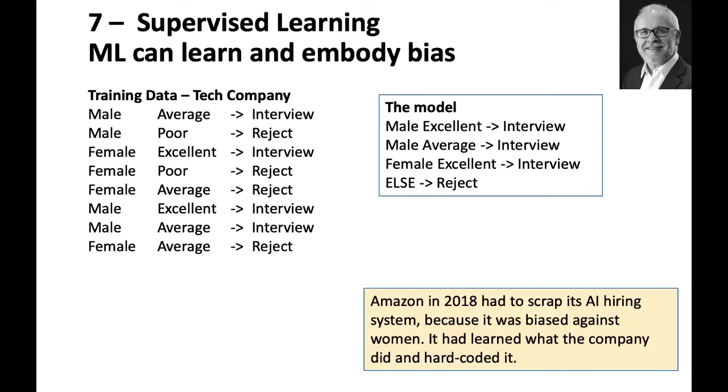This is what happened at Amazon, why they had to, in 2018, scrap their AI hiring system, because it had learned what the company did. And not in every single case, but systematically, men and women of equal merit did not get an equal chance of being interviewed. The software looked at it and hard-coded it. And because you don't know how the model works, it takes a long time for you to find out that actually your AI is biased.